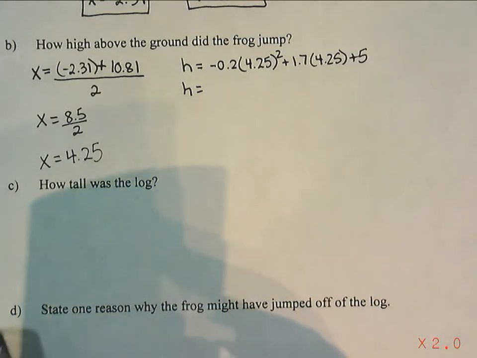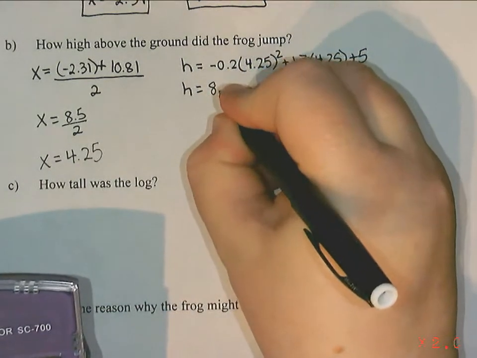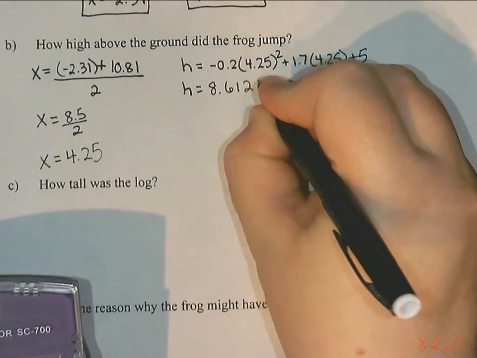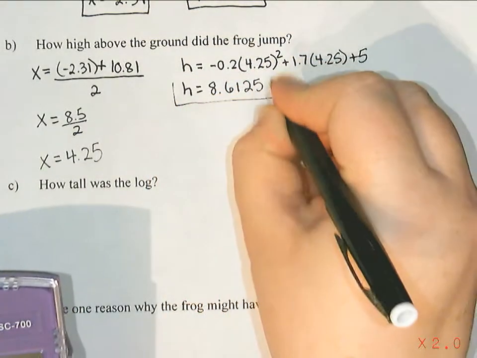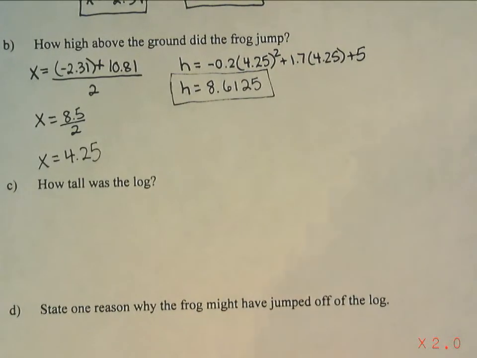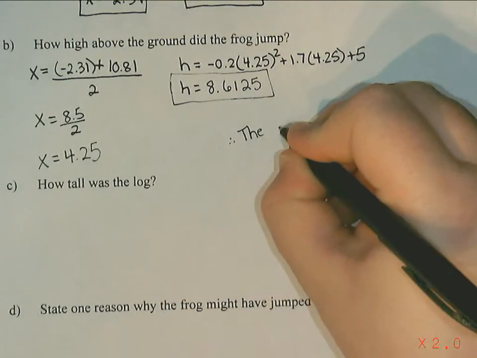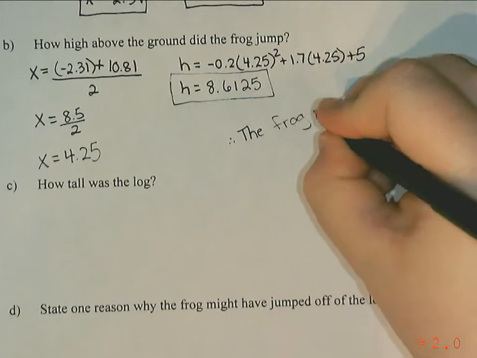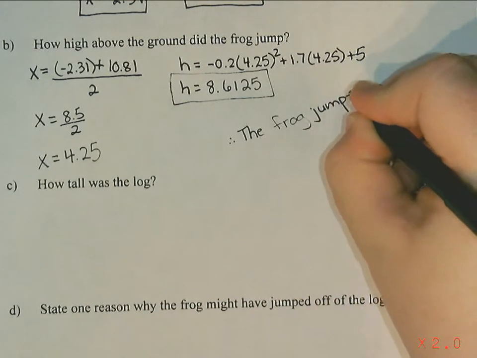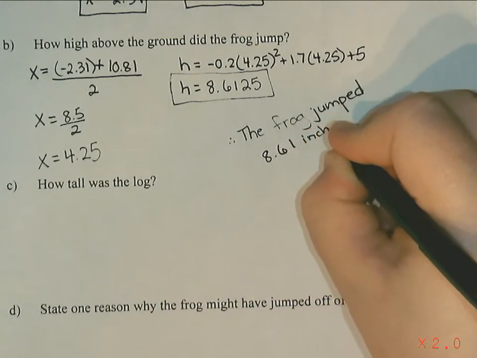The calculator's giving me a little trouble. One second. And I end up with 8.6125 inches. So you could round that and say that it's approximately 8.61, or you can state the whole thing since we do have the full number. So I'm going to say the frog jumped 8.61 inches high.